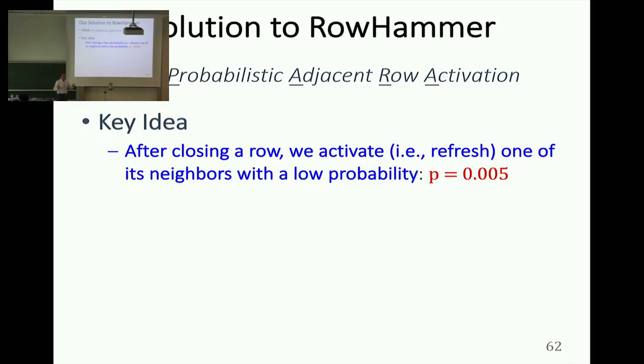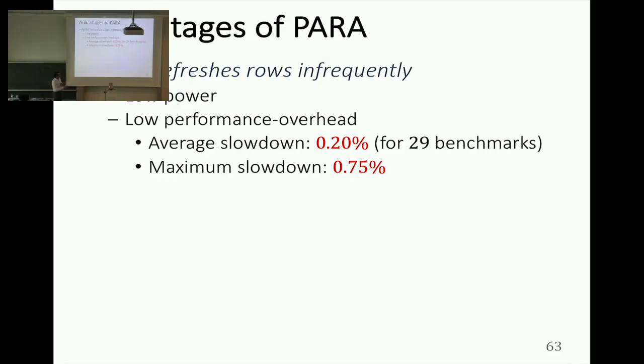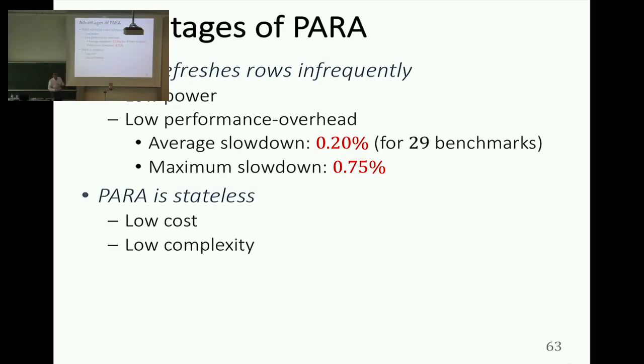It turns out this gives you a very good reliability guarantee, assuming you pick your probability nicely. Of course, if you're paranoid, you can increase the probability, right? So you can always program this, as I said over here. It turns out the performance and energy overhead is not very high in this case, and this doesn't require a lot of hardware cost. And we show that it's effective.